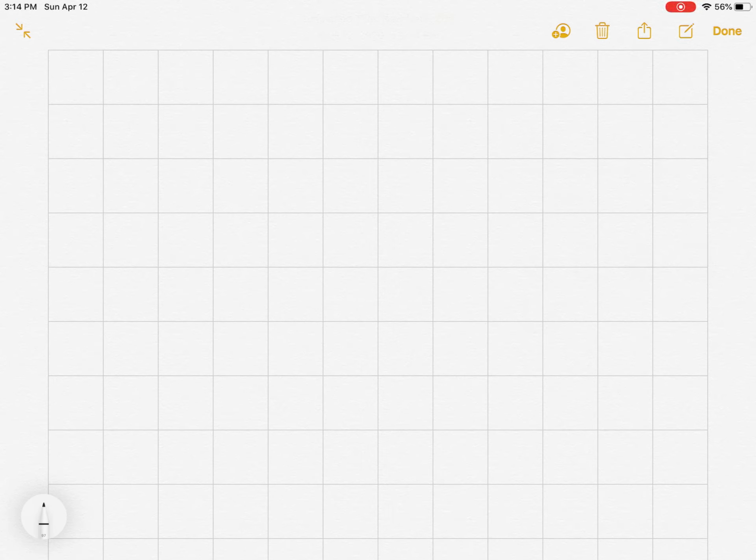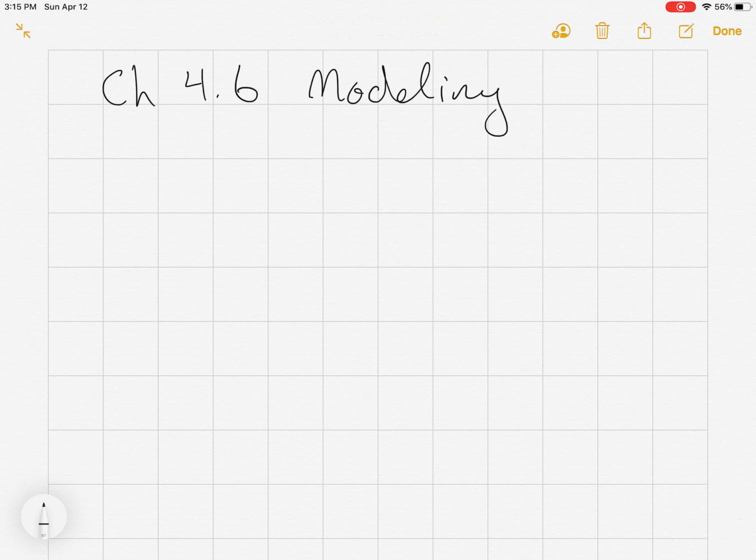All right, hello everybody. In this video we're going to be covering chapter 4.6, which is on modeling with exponential functions. Basically we're just going to go over a couple different ways that we can use the exponential function to model things, and look at some specific examples.